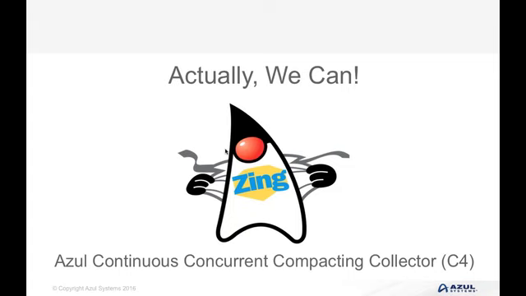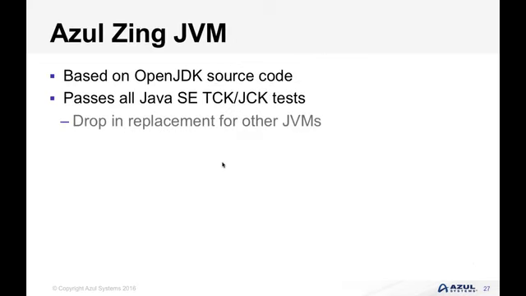It's called the Continuous Concurrent Compacting Collector, or C4. Let's talk about this. How does this work? Well, what we do is we take the OpenJDK source code and we then remove all of the garbage collection as it's built in. So we take away CMS, we take away the parallel collector, we take away the serial collector and so on, and we put in our own garbage collector.